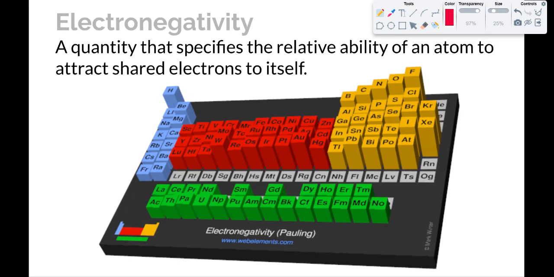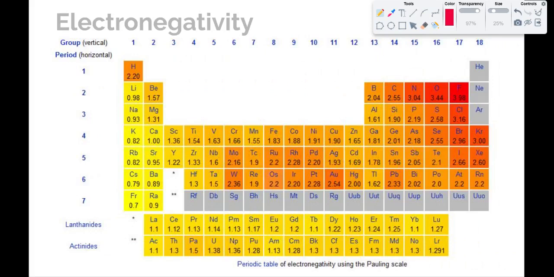And sure enough, when you look at the overall trends, up in the upper right-hand corner is where we find the most electronegativity. And then as you move down and to the left, the electronegativity decreases. This is quantified by numbers in the Pauling electronegativity scale, and this is a periodic table of electronegativities. You can see that these range from 0 to 4. Nothing's actually 4, but that's the basic range.